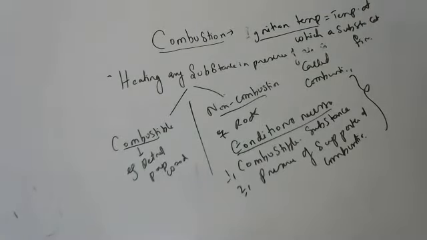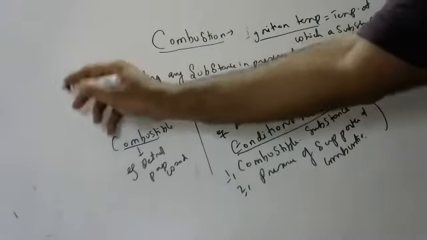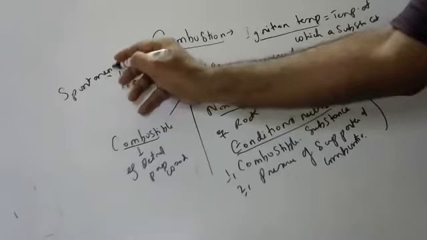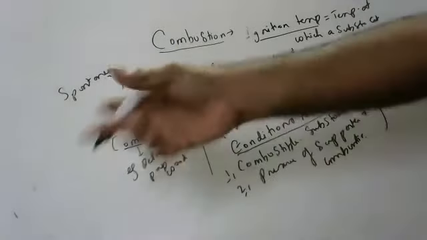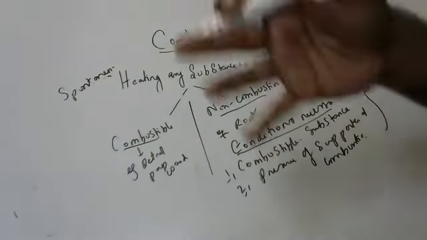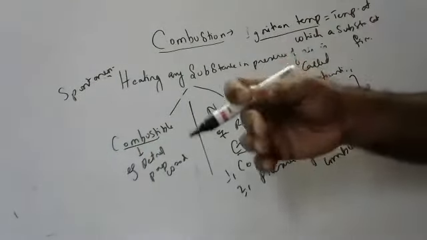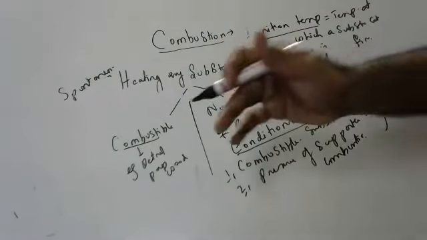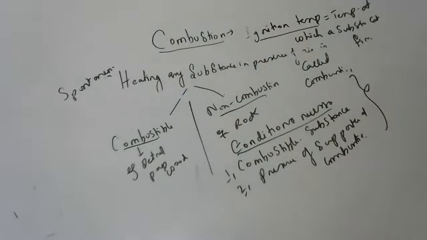What are the types of combustion? There are different types of combustion, children. There is spontaneous combustion. Suppose phosphorus is there: if you put it outside, it will catch fire. Sodium, too, will catch fire if you put it outside. Such substances, which don't require any help from us, catch fire on their own. They are called spontaneous combustion.